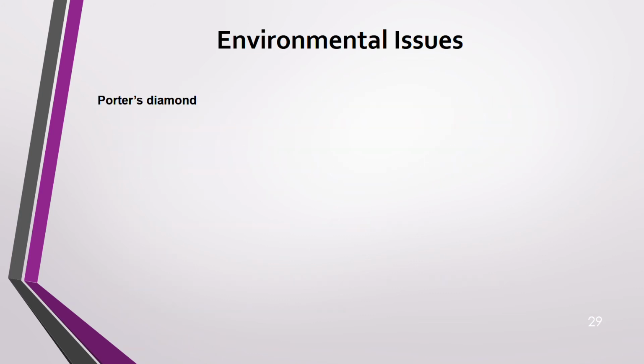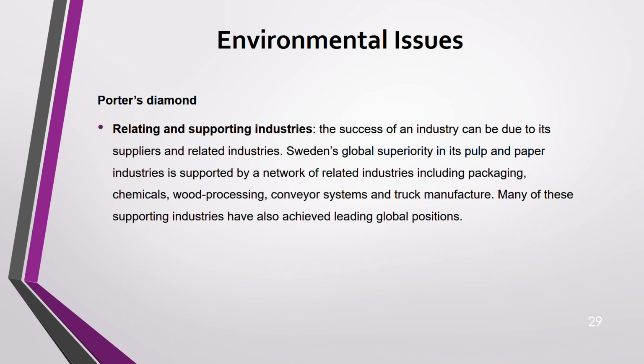Then we have the third factor, which is related and supporting industry. Success of any industry is due to its suppliers and related industry. One example is Sweden. Let's take Sweden. See, Sweden's global superiority is in its pulp and paper industry. So it is very superior in its pulp and paper industry. Why is it so superior? Because it is supported by a network of related industry.